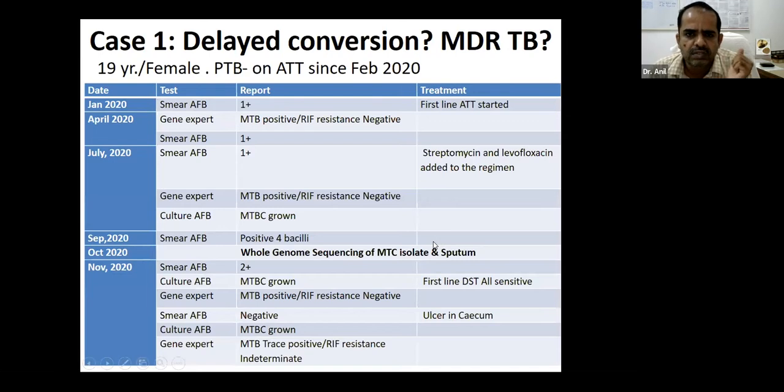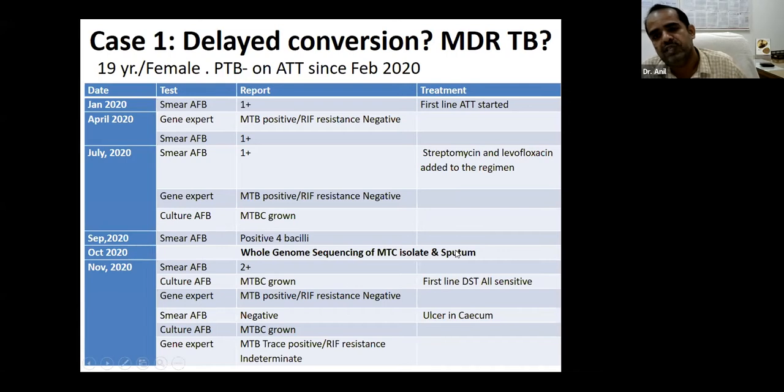So this is the whole sequence. In January, she came with culture positive, smear positive, GeneXpert positive, rifampicin resistance negative. Since she was not doing fine, the clinician added streptomycin and levofloxacin to the regimen. In September, again she came back with the same old things. Sputum was positive, culture was positive, GeneXpert was positive, rifampicin resistance again negative. Additionally, she developed cecal ulcers also with tuberculosis. So that was also positive. So we decided to send a whole genome sequencing for the isolate as well as the sputum.